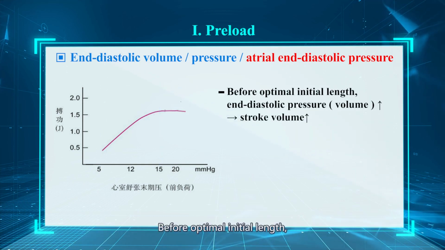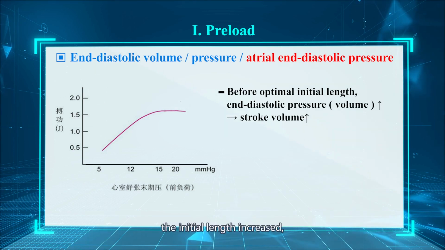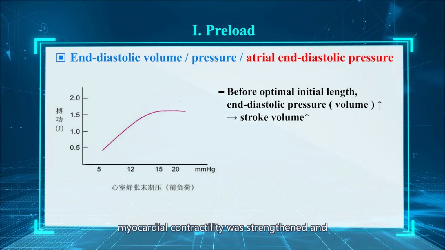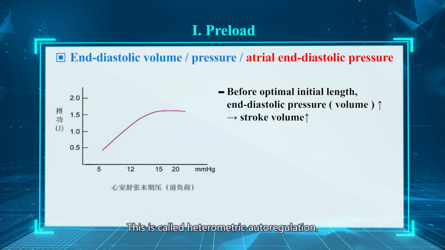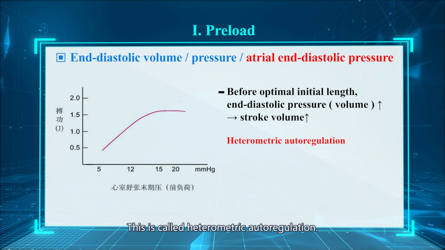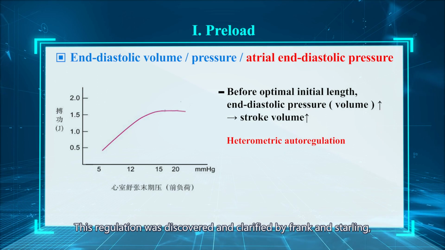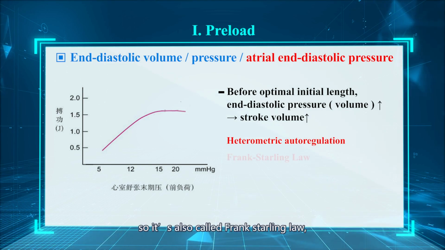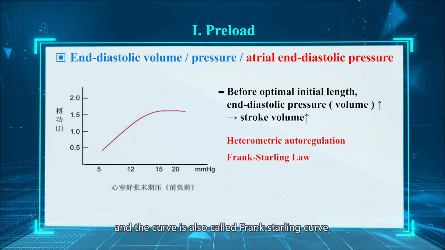Before optimal initial length, if the preload increased, the initial length increased. Myocardial contractility was strengthened, and the stroke volume increased. This is called heterometric autoregulation. This regulation was discovered and clarified by Frank and Starling, so it's also called Frank-Starling law, and the curve is also called Frank-Starling curve.